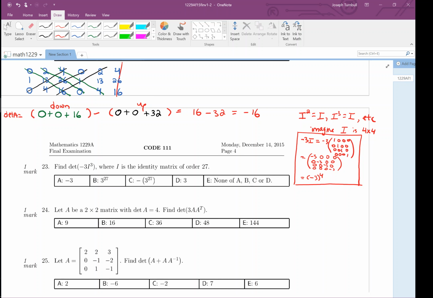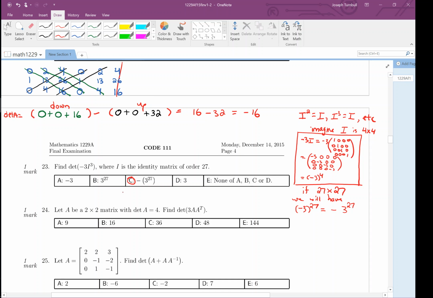If it was 27, so order 27 means 27 by 27, we will have negative 3 multiplied by itself 27 times. Now 27 is an odd number, so it's going to end up with a negative sign, negative, and then 3 to the 27. So choice C.